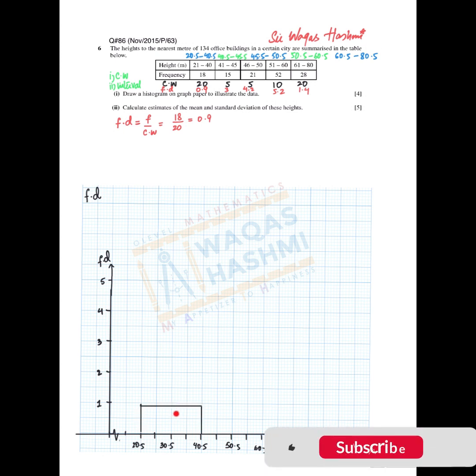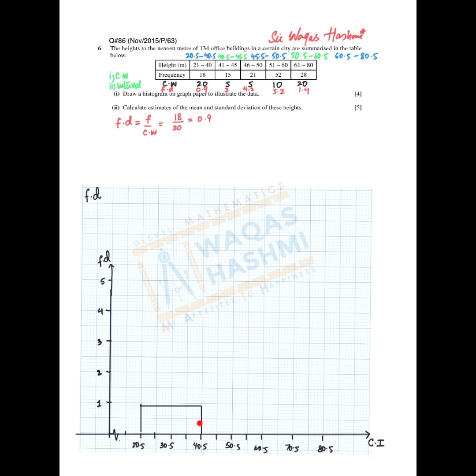So that is the first bar I have plotted from 20.5 till 40.5, and after that it's from 40.5 till 45.5, and the value for frequency density is 3. So that bar I have constructed from 40.5 till 45.5, and now I'll construct my whole histogram in the same pattern. Alright, so that's how your whole histogram should look, and that is your first part answer, which has a weightage of 4 marks.